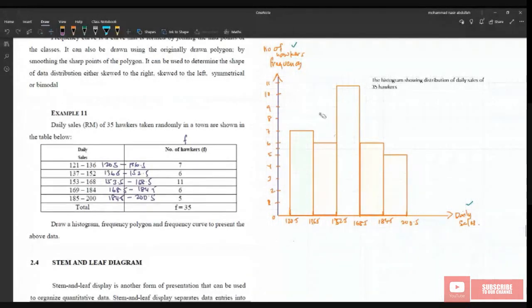So this is how we draw histogram, right? Make sure title ada dekat atas lah. I punya kenapa I tak nak?